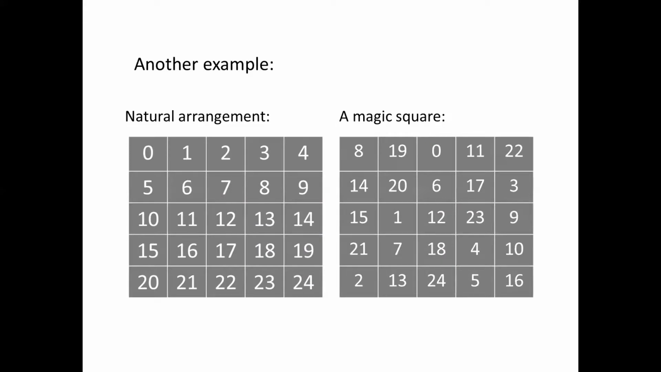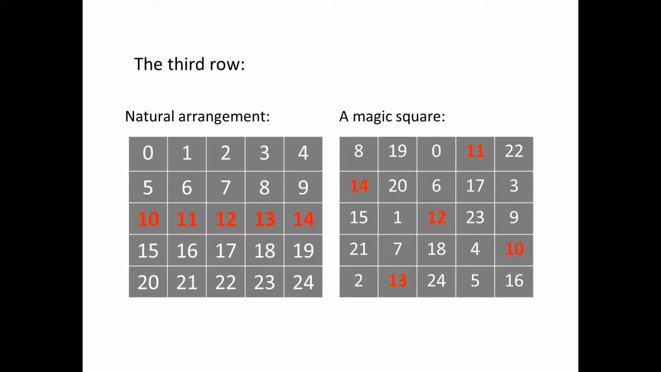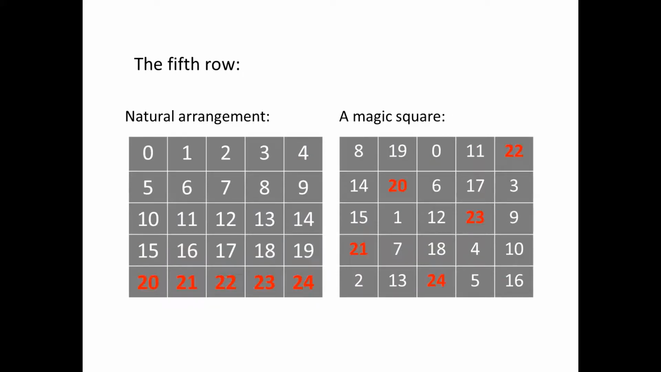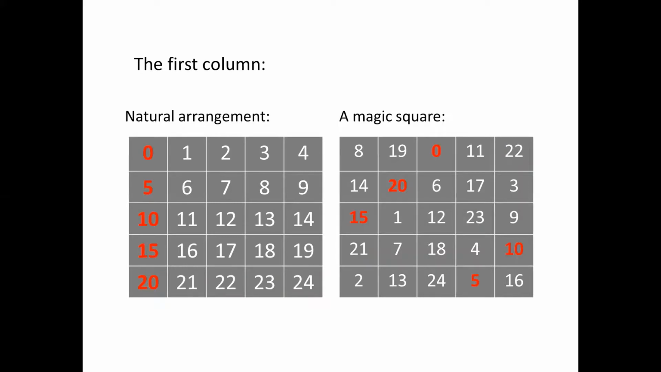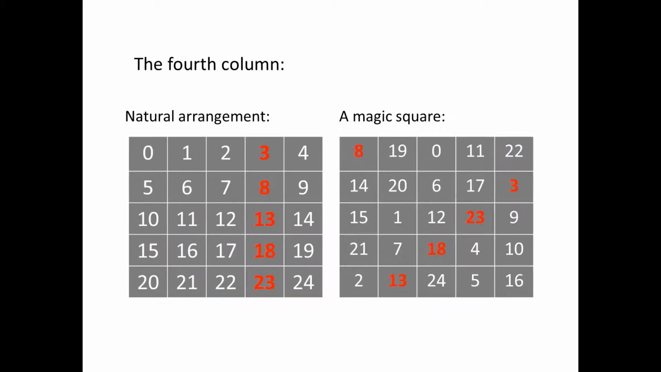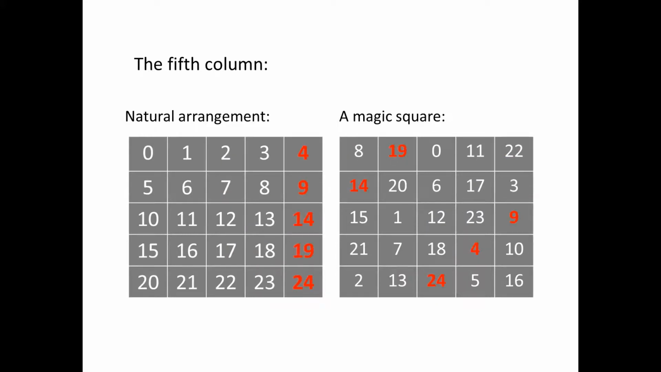Let's look at another example. This is a magic square I introduced before. First row, second, third, fourth, fifth, and also column. So you can see the patterns. Now we are ready to discuss the algorithm.